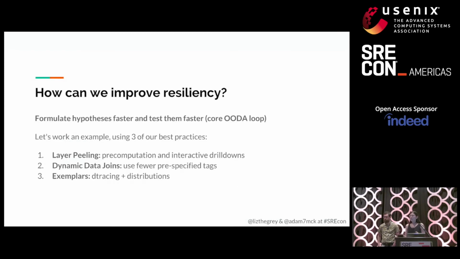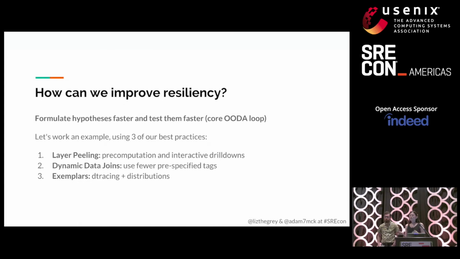So we think that you can really improve your resiliency if you are able to increase the speed of that loop, if you are able to formulate those hypotheses faster. So it's kind of, I know in control theory, it's kind of the observe, orient, decide, act loop. So that's kind of another term for this loop.